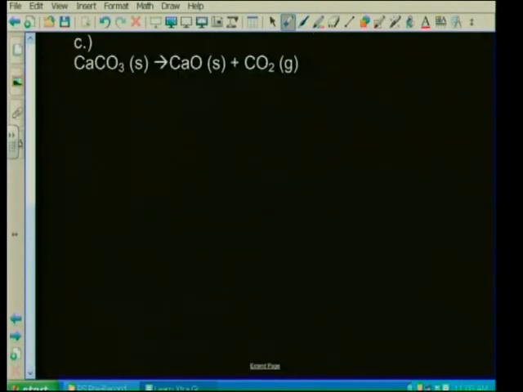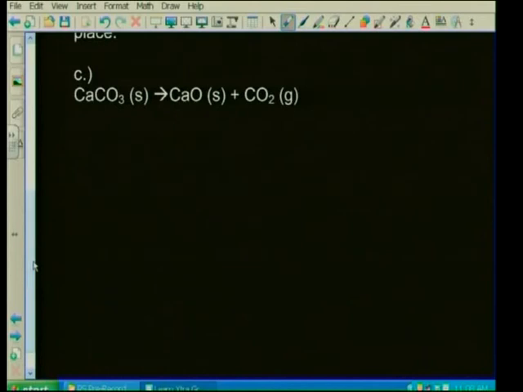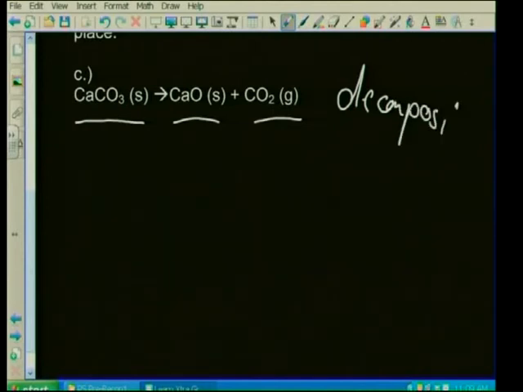Right, almost the last one. And we've got here a reaction where we've started with a particular substance, a solid, and we're producing 1 solid and 1 gas. Notice that this is a decomposition reaction. And as soon as you recognize new substance, you can say chemical change.